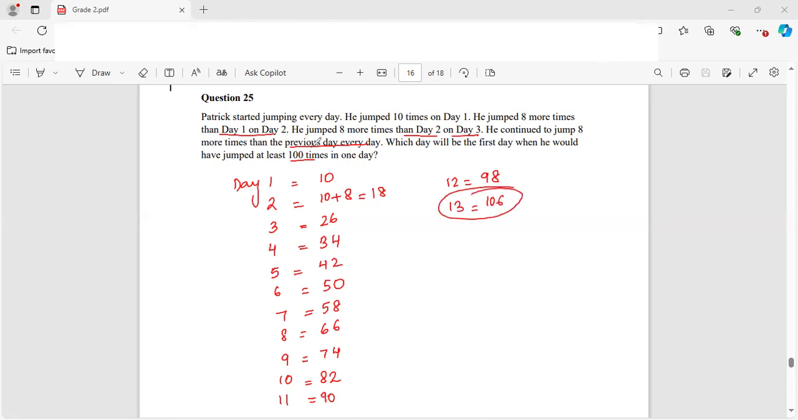So this will be the day when he would have jumped at least 100 times in one day. When they're saying at least, it means 100 or more. So on day 13, he will jump 106 times. So my answer will be day 13.